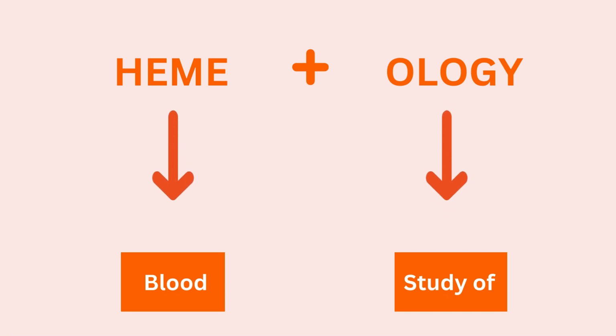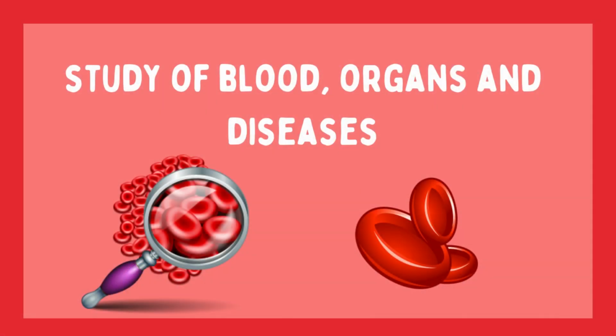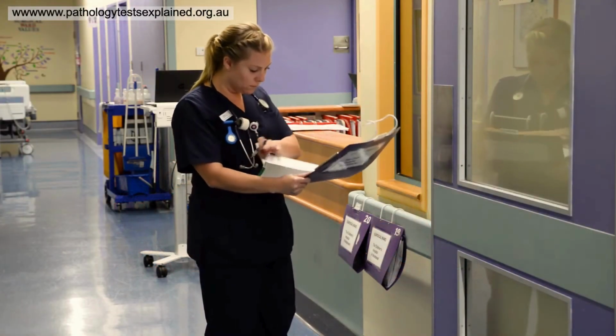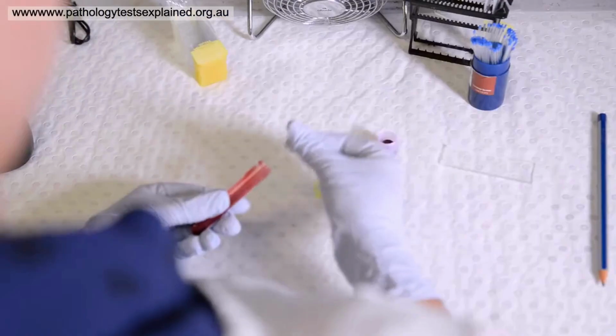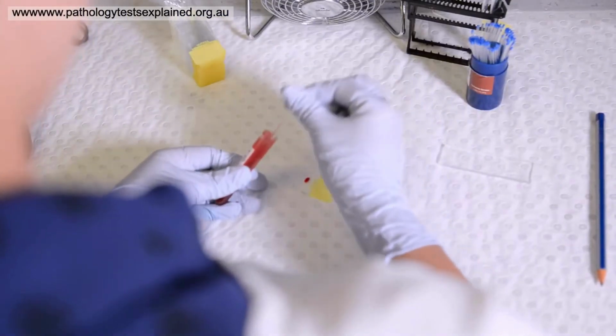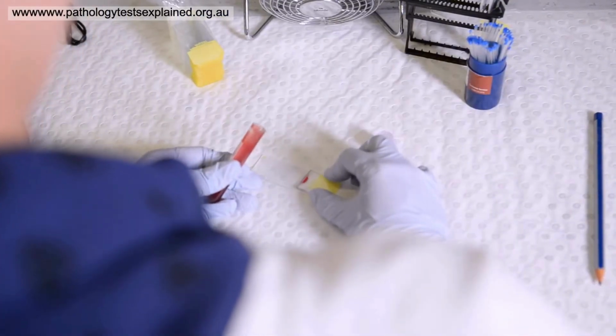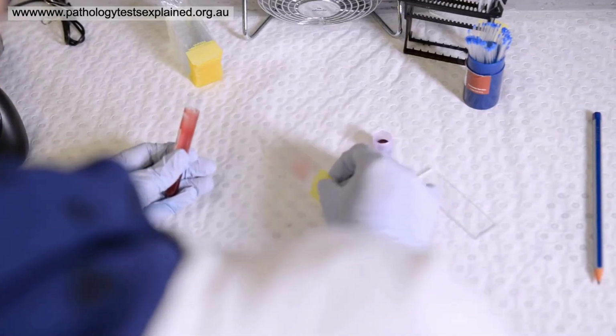Hematology can be broken down into two parts, heme and ology. Heme comes from the Greek word for blood, and ology refers to the study of. So hematology refers to the study of blood. However, it does extend slightly more than that. Hematology is actually a branch of medicine which studies blood, blood-forming organs, as well as blood-related disorders and diseases. Blood tests can be used to detect and diagnose these diseases, such as hemophilia, leukemia, anemia, lymphomas, and several other infections.